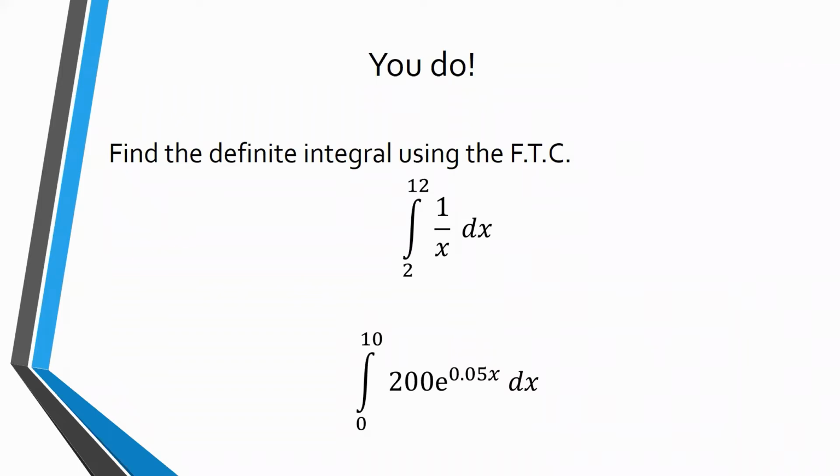All right, so we want to find these two definite integrals using the fundamental theorem of calculus. We want to integrate 1 over x from 2 to 12 with respect to x. We also want to integrate 200e to the 0.05x with respect to x from 0 to 10. Let's do both of these.